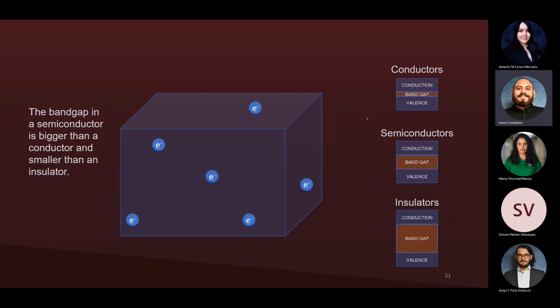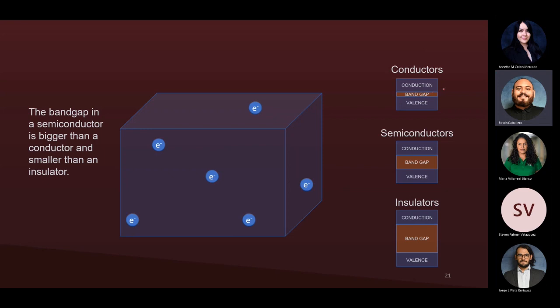We saw that semiconductors are the middle child between the conductors and the insulators. And we saw that all of these different materials have one thing in common. They have bands. They have the conduction and the valence band, and they have the gap between those bands, which we call the band gap. And what differentiates one material from the other is the size of the band gap.